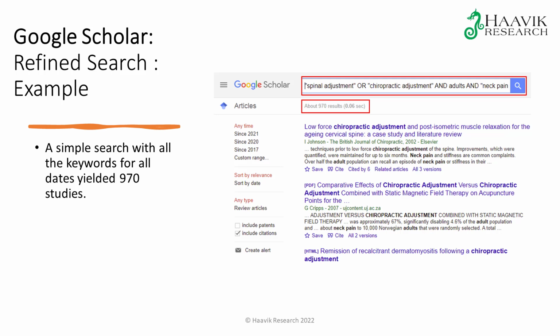Here's an example. We've typed in all of these key terms. If you hit search then, the little magnifying glass button, this will give you 970 studies. And it would take you an awful long time to wade through 970 studies. So let's, for an example, try and narrow this down.